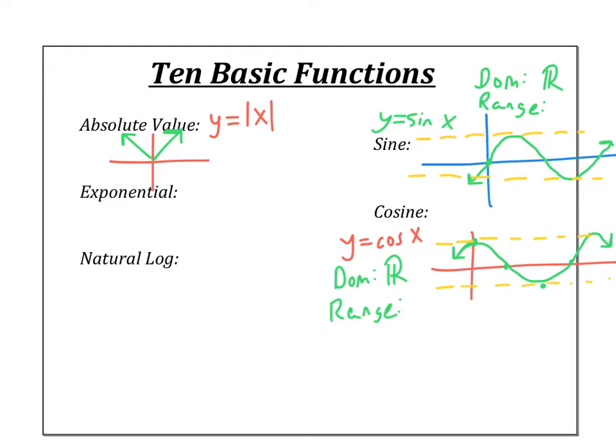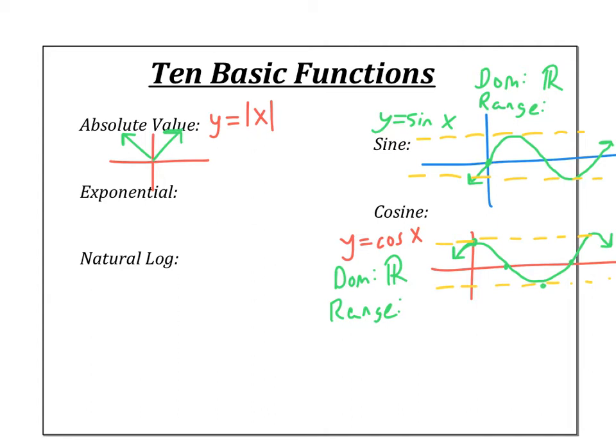And with the parent functions, the boundaries are y equals 1 and y equals -1. Now those can obviously be stretched if you have a multiplier on the outside. Remember, if it was like 5 cosine x, it would then go up to 5 and -5. That would be the amplitude. But again, more on that later.